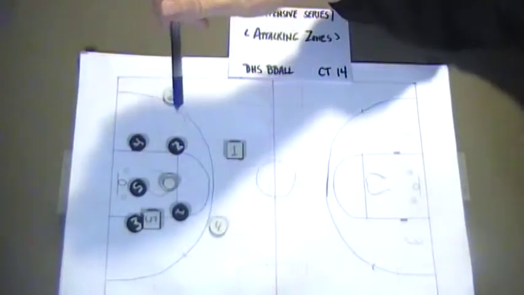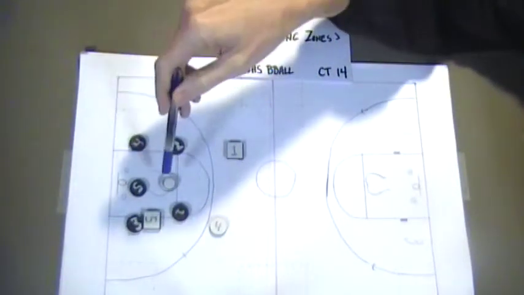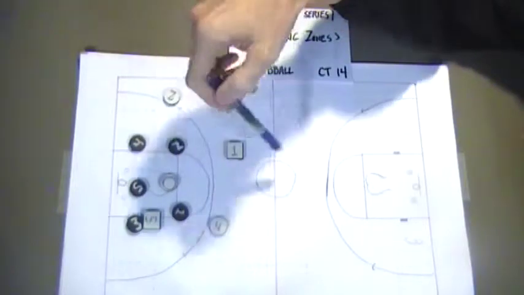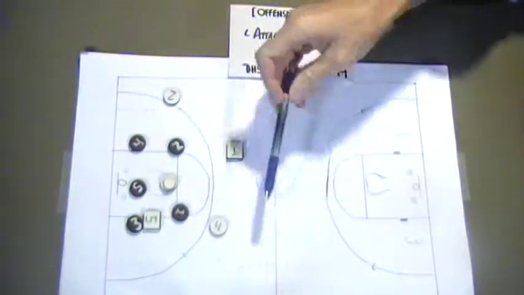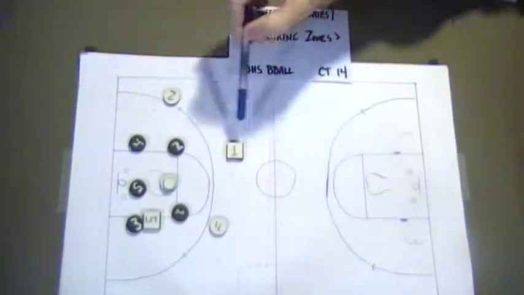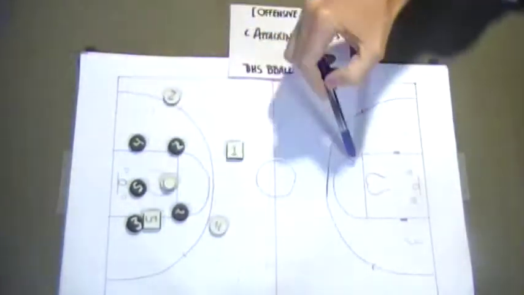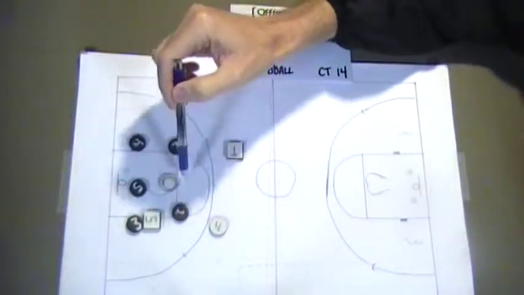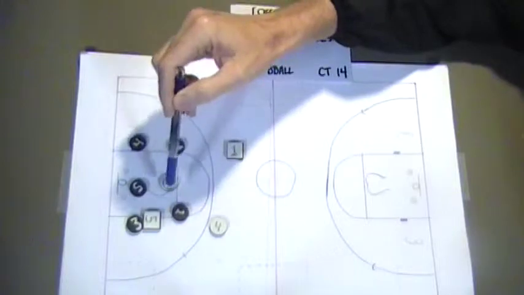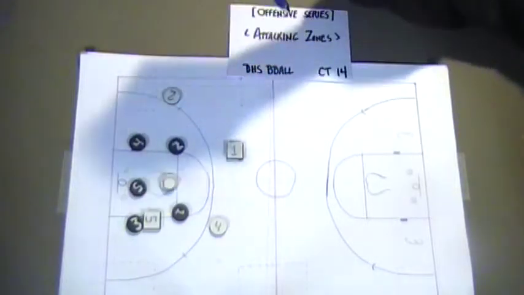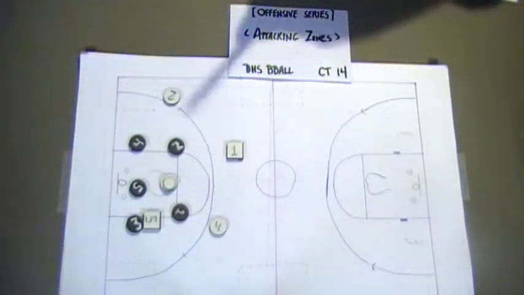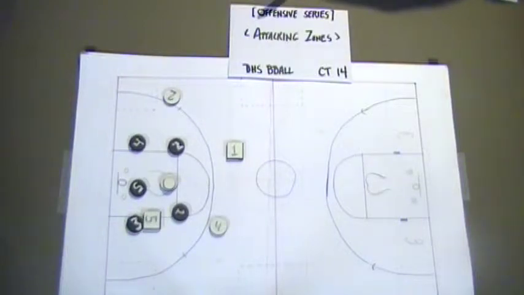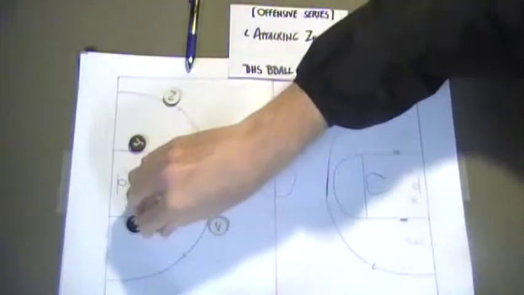And where you hurt a zone is getting the ball into the middle, just like where you hurt a team that's pressing you full court. You want to get the ball into the middle of the court. Well, this middle is the key part of getting the ball into when we're against the zone. And let me show you the principles of that.